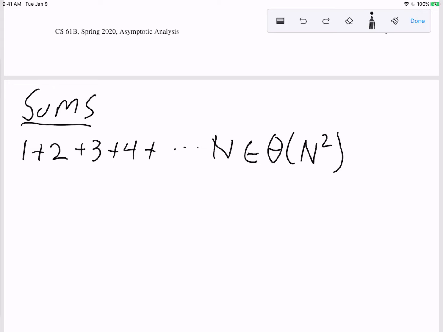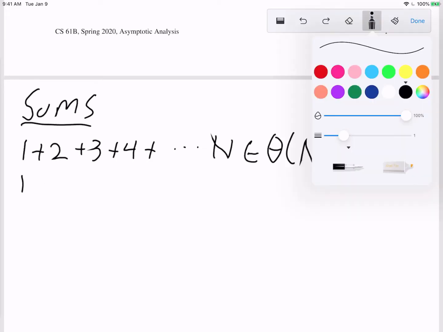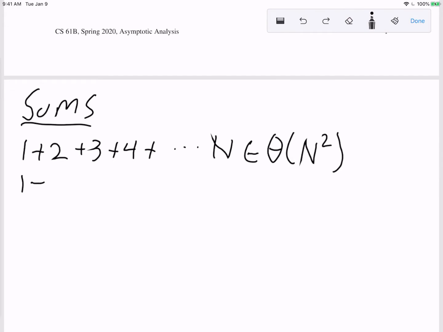Remember, it could have also been like 1 plus, let's say we incremented by 2, so then it would be 3, 5, 7, ..., n. And that would still be theta of n squared. It doesn't matter how much you increment by, as long as it's constant. That's what really matters. Okay, so that's the arithmetic sum.